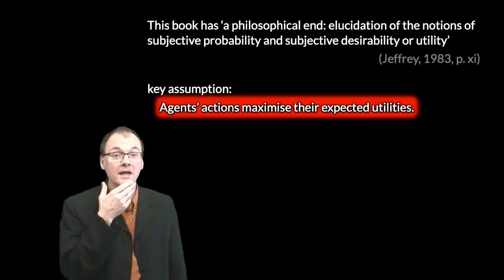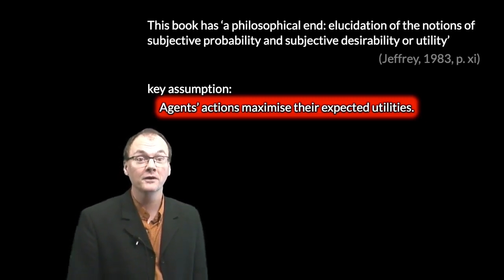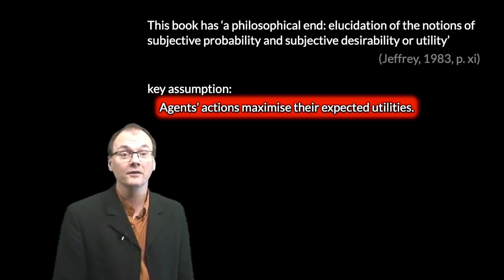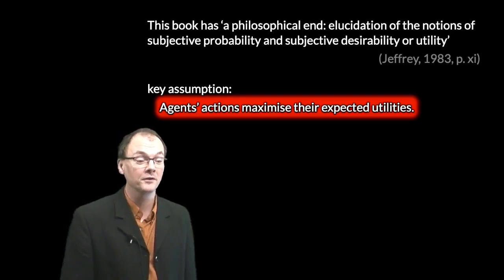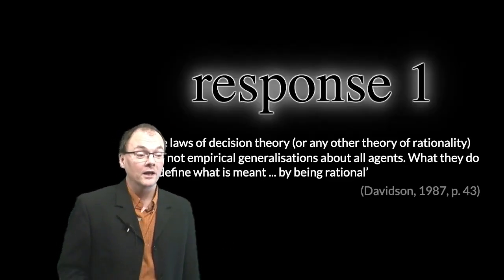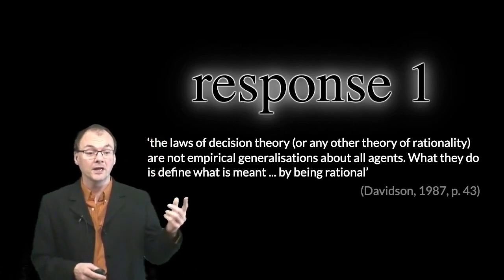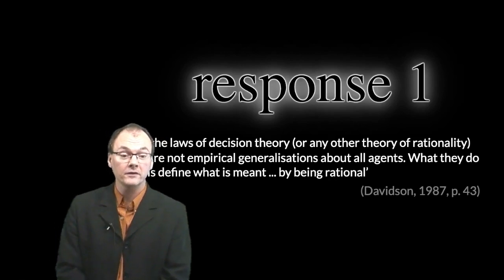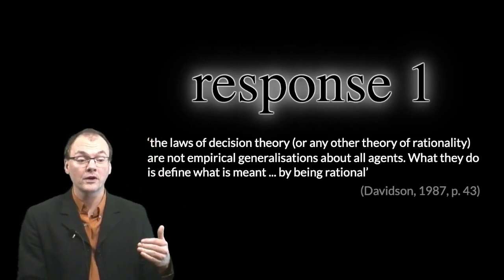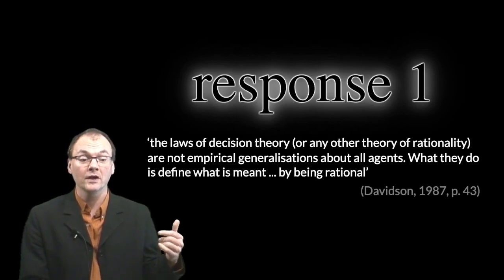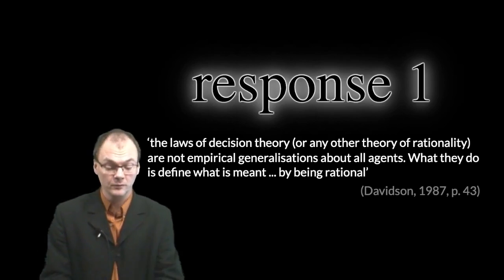All right, so that's an interesting kind of trouble to be in if you're a philosopher or a theoretically minded psychologist. What are we going to do? What are we going to do? Well, let's think about possible responses. So one response here might be to say, as the philosopher Donald Davidson does, the laws of decision theory are not empirical generalizations about all agents. What they define is what is meant by being rational.